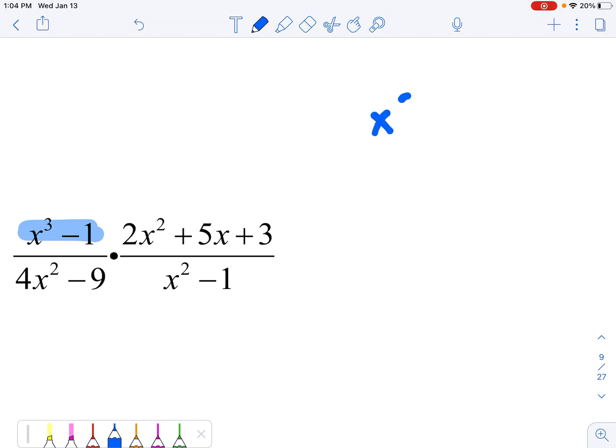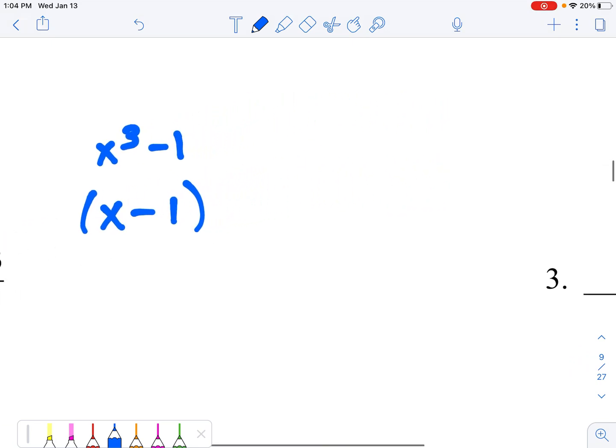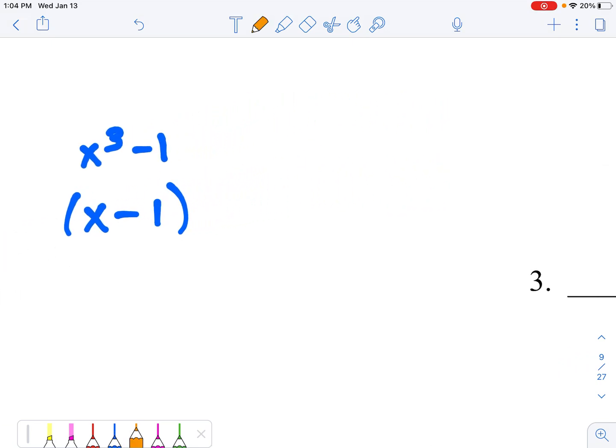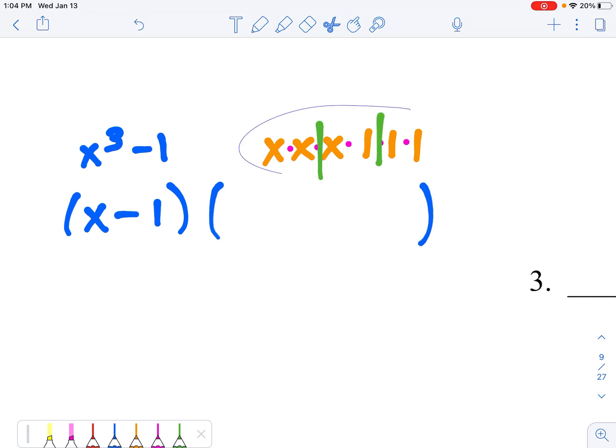For x cubed minus 1, I'm thinking what cubed gives me x to the third, and that's x. Then what cubed gives me 1 is 1. And that will set up my first parenthesis. From here, I have x times x times x gives me x to the third, and 1 times 1 times 1 gives me 1. And when I separate these, that helps me organize my second parenthesis.